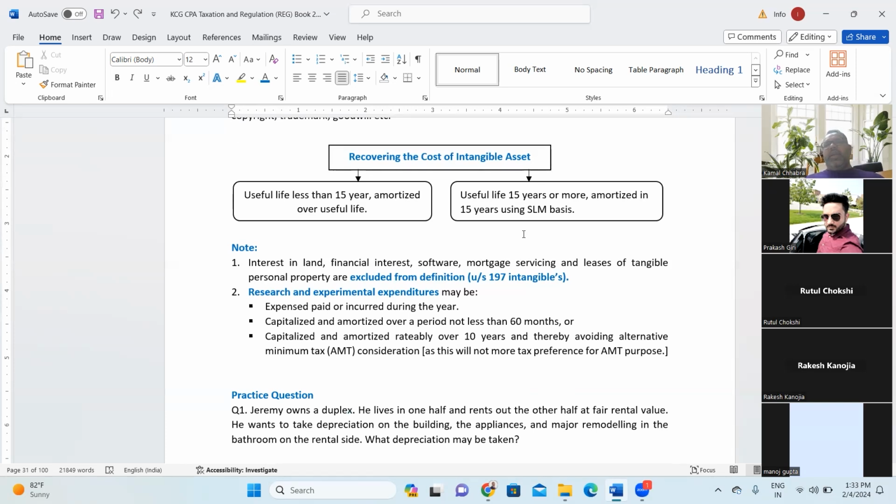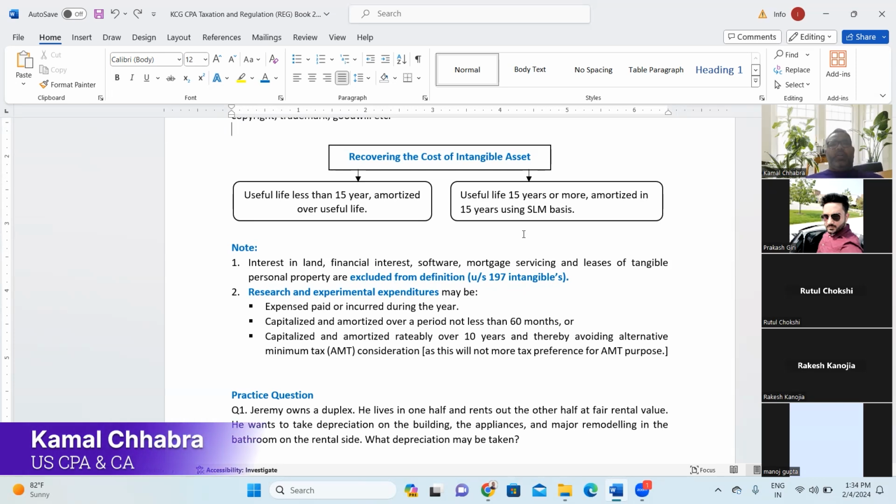When we started depreciation, one of you shared an example of software, right? If the life of software is, let's assume, 10 years, then you will amortize the software over a period of 10 years. If you expect the life of software to be 20 years, then you will amortize in 15 years. So the maximum life for tax purposes is considered 15 years. Make sense? Yes, sir.